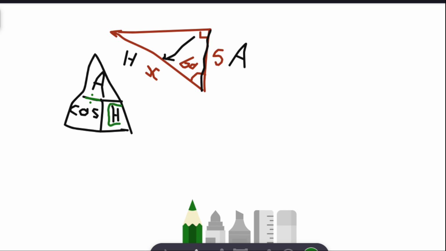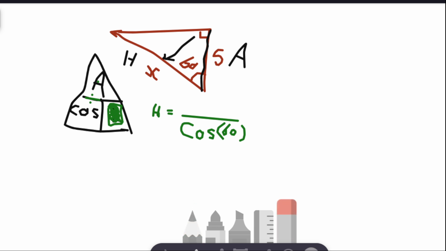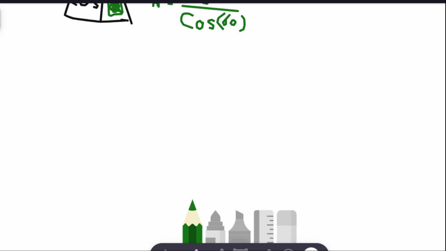So if you want H, just hide it with your finger. So this is H, let's hide it. H is A divided by cosine. So H is equal to the adjacent divided by the cosine. Cosine comes with an angle, which is 60. So A is given, we know what A is. It's 5, isn't it? So it's just 5 divided by cosine 60. Plug this in your calculator and you get the answer. How easy. Final question. If we want an angle, what do we do?